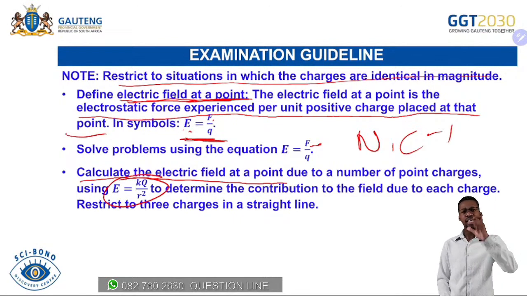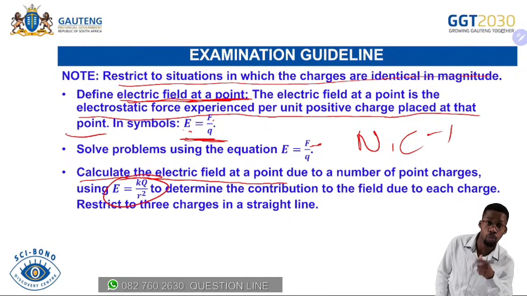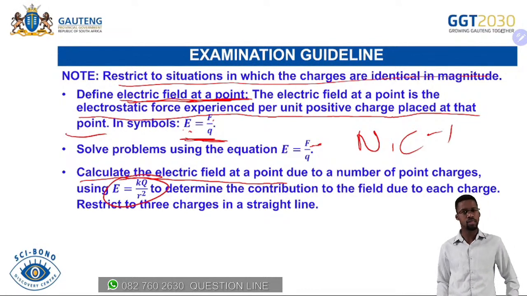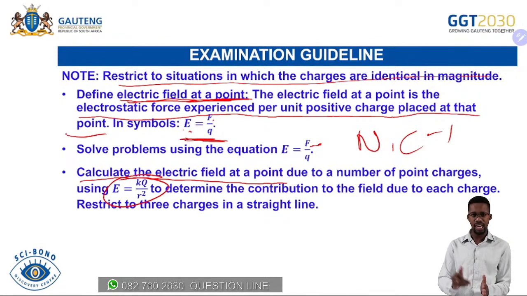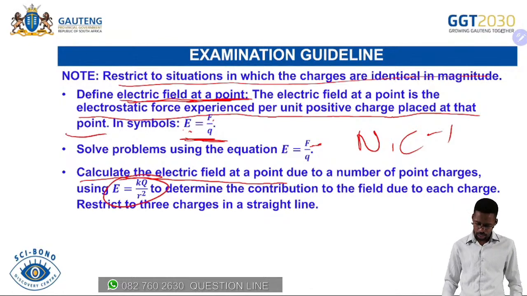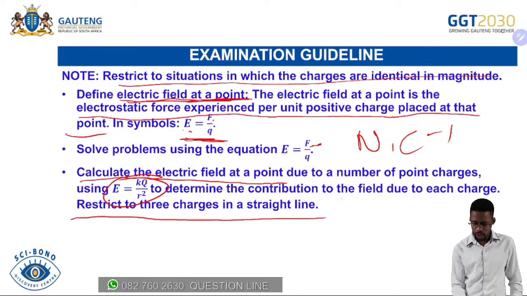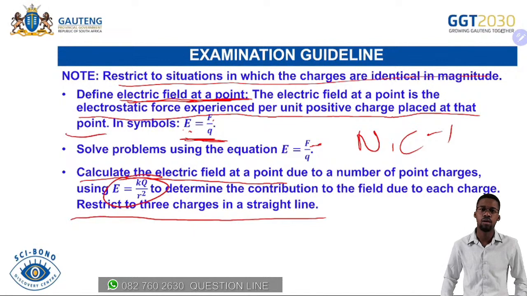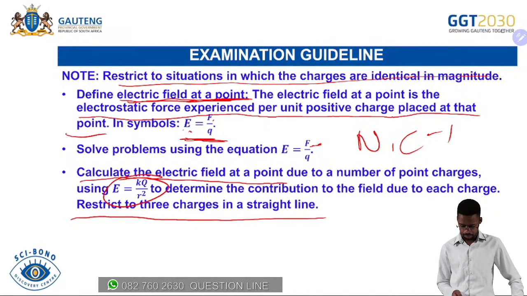So let us be sure when it comes to definitions, because it's 2 marks or nothing. Electric field is a region of space in which electric charges experience a force. When we talk about electric field at a point, we are talking about electrostatic force experienced per positive unit charge placed at that point. It does say to restrict to 3 charges, so we cannot go beyond 3 charges when we perform these calculations. Let's move on.